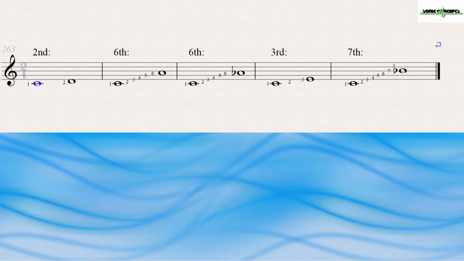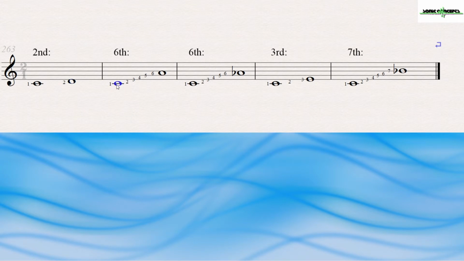In these examples, the interval numbers of all the intervals have been identified by counting lines and spaces from the low note to the high note while including the low note as the first number counted. So, for example, we count the first number, which is 1, and the second number, which is a space, that's 2, so the interval number is a second.